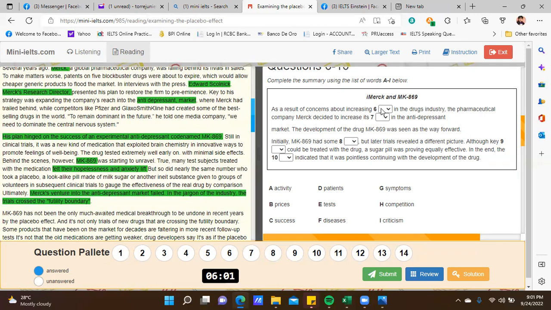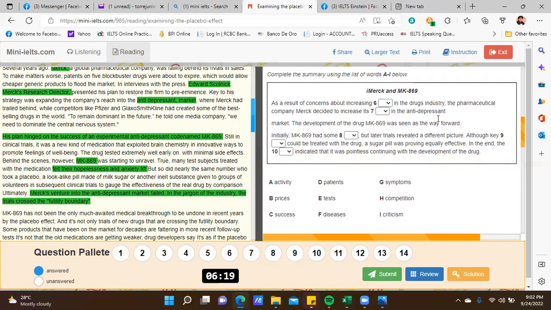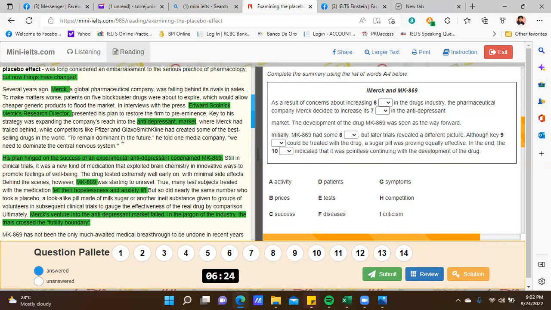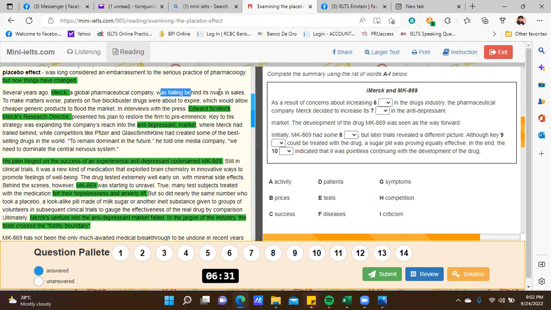As a result of concerns about increasing blank in the drugs industry, the pharmaceutical company Merck decided to increase its blank in the antidepressant. Okay guys, what's the answer? Increasing rivals? What is it? Competition? Right, sir, it says in the second paragraph it was falling behind its rivals in sales. Merck. So, correct. Competition. But sir, I'm not sure.